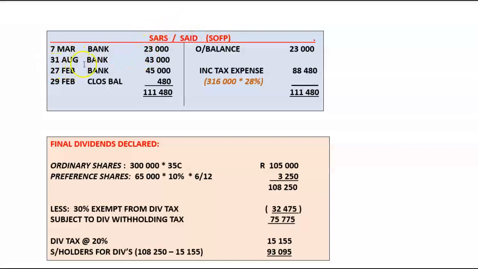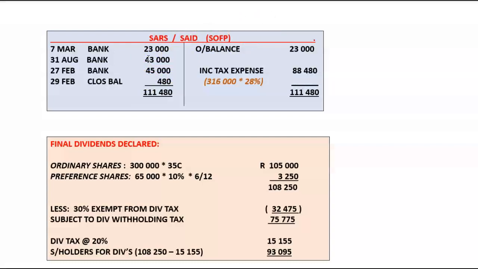So on the 31st of August, we credited bank, we debited this account, which is either an asset or a liability account. So it's a statement of financial position account. So we're going to debit this account with the 43,000 provisional tax paid, and then on the 27th of February, we're going to debit this account with 45,000 and credit bank. Guys, if you're going to put provisional tax payments in the income statement, minus 2 marks. It is not an income statement item.